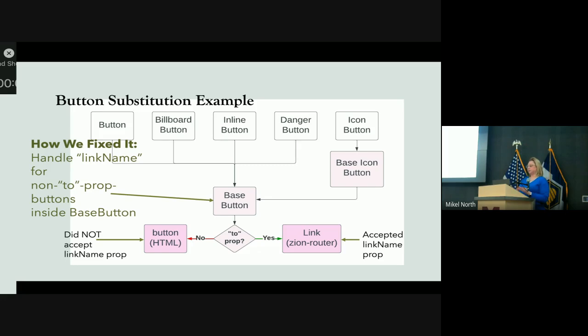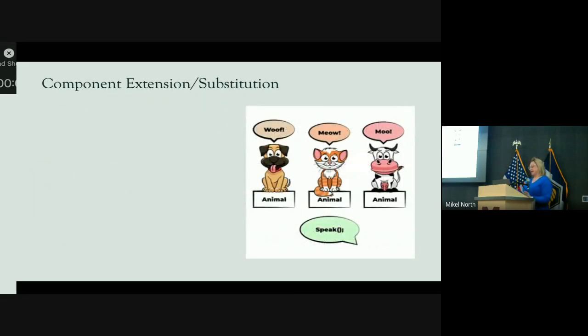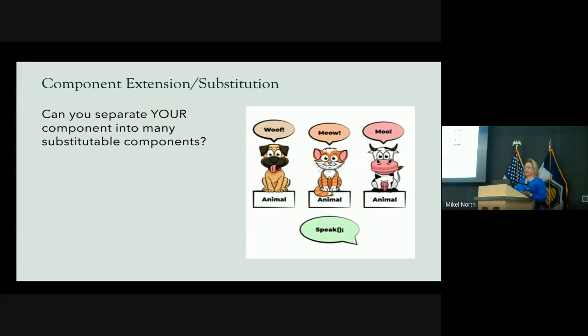So I went to the team that built this. I wasn't on the team at the time. And I said, can we make this work? Can this be substitutable for anything that's non-link? And they said, sure, go do the work. So I went, and they not only said that, but they said, you know, this might match for like these 5 other components too. So can you add it to all of them? Okay, so I did. But the idea is that you can maybe separate your component into many substitutable components.